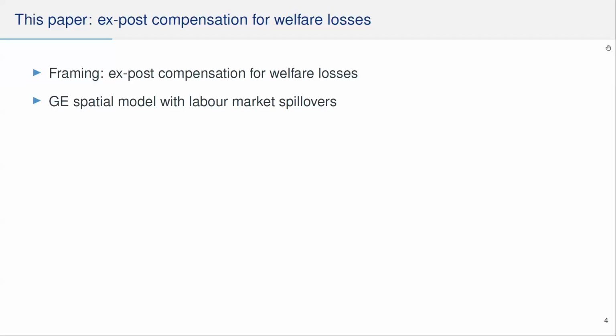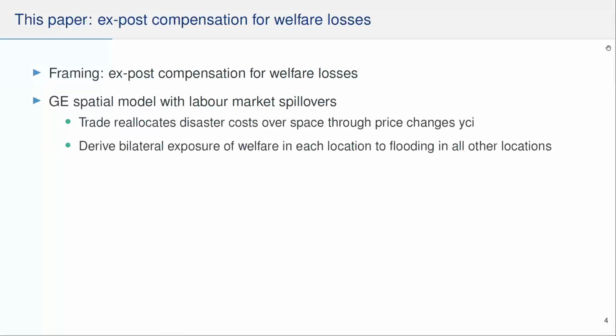So what comes out of the model is that the impact of a given flood event on a particular location will depend both on whether it was directly affected and on what flooding was happening everywhere around it. From the model, we're going to derive a sufficient statistic that allows us to map the flood pattern into changes in welfare in every single location.